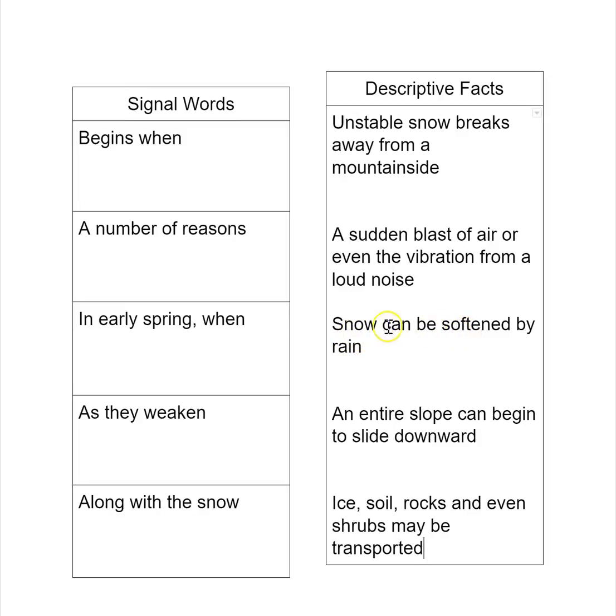In early spring, what happens in early spring? Snow is softened by the rain. Okay, and then as they weaken, as the slopes weaken, or the snow weakens, what happens? An entire slope can begin to slide downward. Along with the snow, now that's our signal that the author is going to describe what else comes down in the avalanche. Ice, soil, rocks, and even shrubs may be transported. So this is our description chart, our signal words, and then the descriptive facts, and this can actually be used to help us write a summary of this short passage.